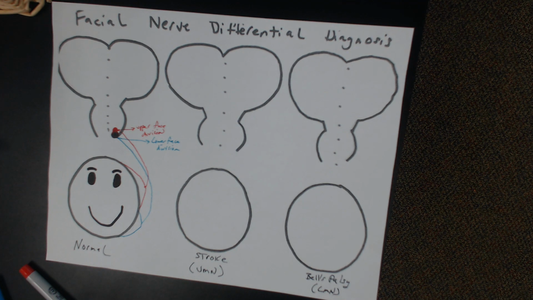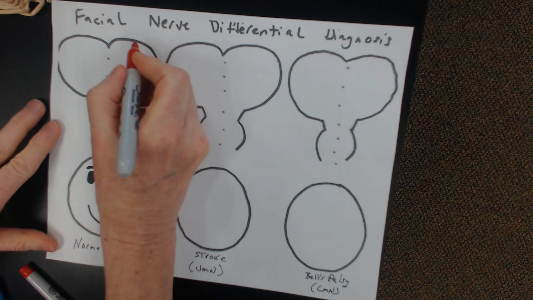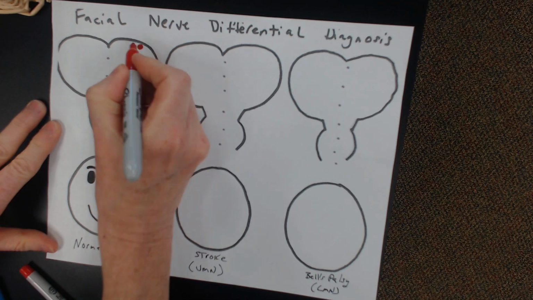Got it? All right, now, thinking about what happens, I can tell you that the upper face division is just like all the other motor cranial nerves that we talked about. Okay, so the upper face division has upper motor neurons that are present bilaterally.